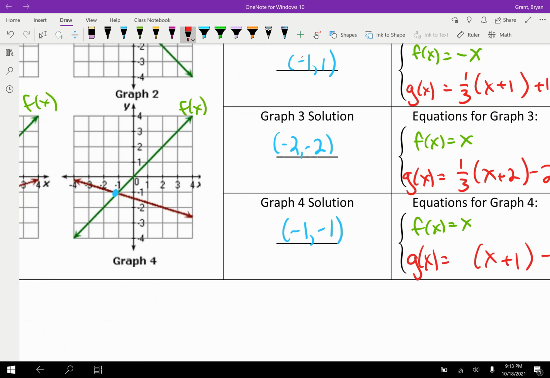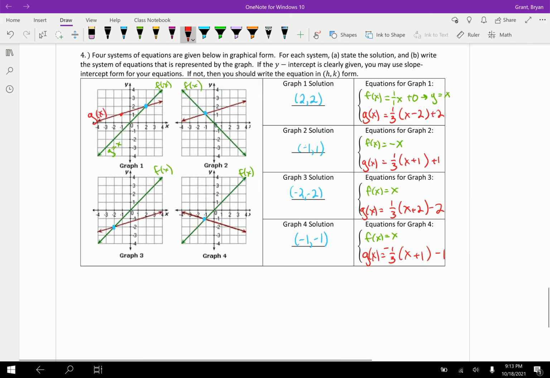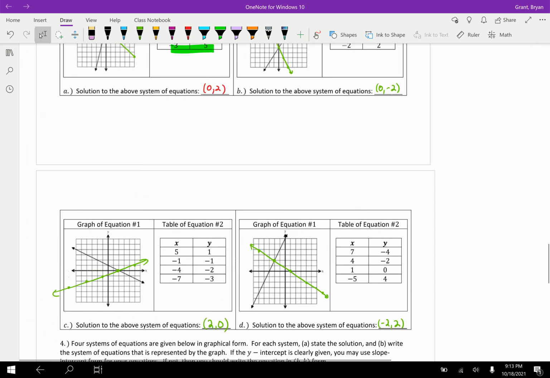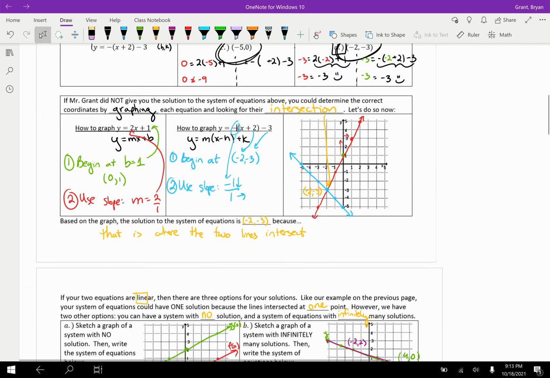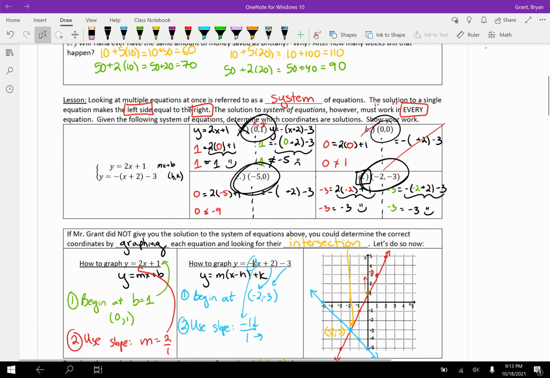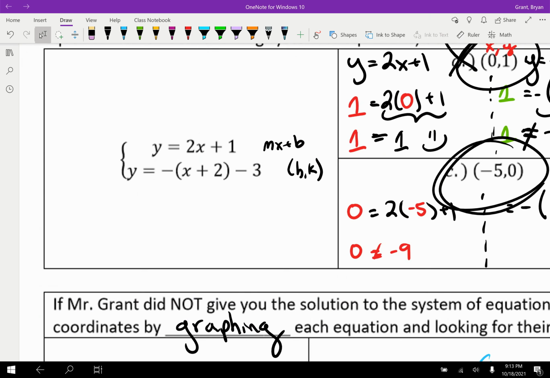And graph 4 is going in a downwards direction, so I know the slope is negative, and it looks like it's down 1 to the right 1, 2, 3. And we're set. So nothing too terrible for today. As a quick recap, we learned that a system of equations is when we look at multiple equations at the same time. We are ultimately looking for the solution to this, and the solution occurs in one of three ways.